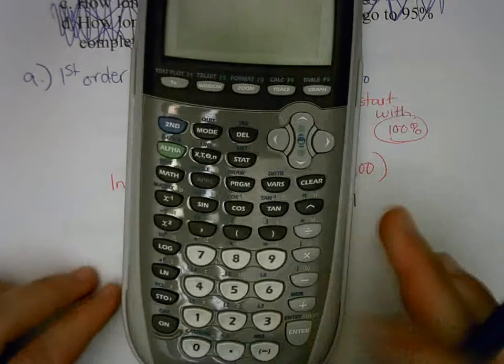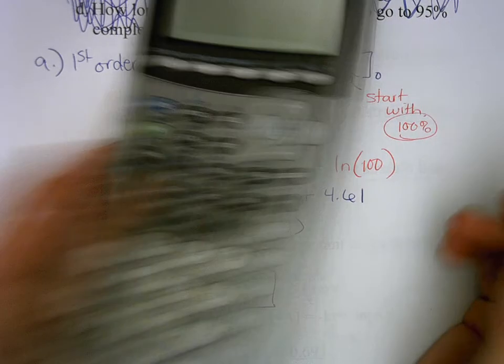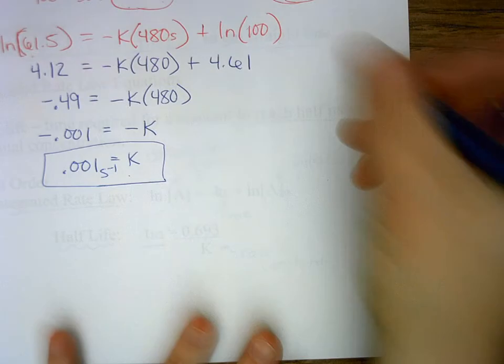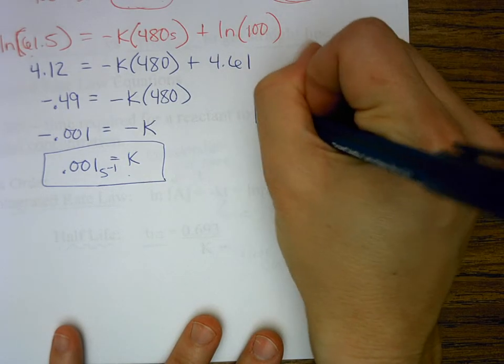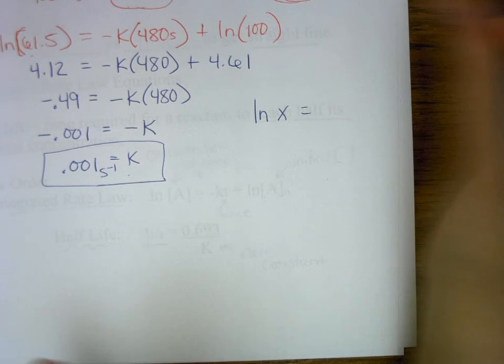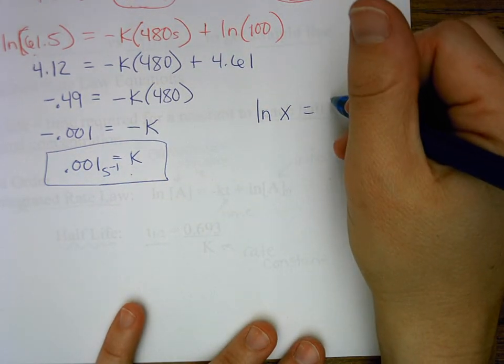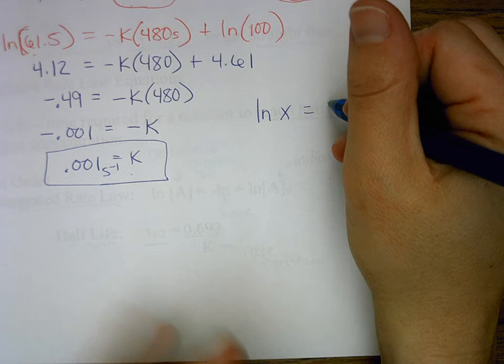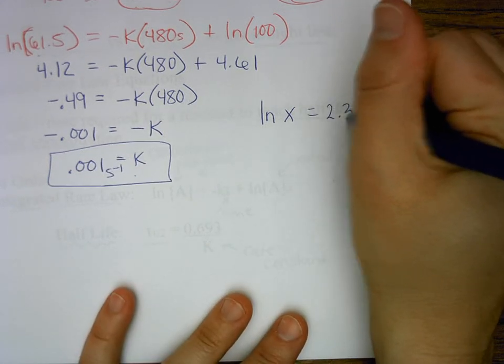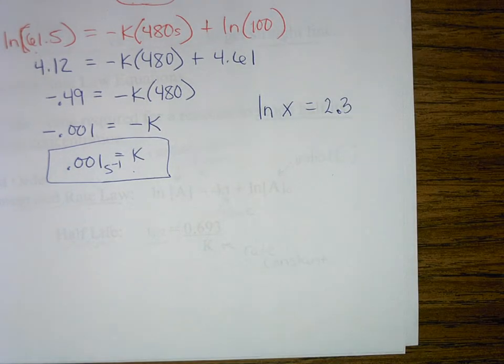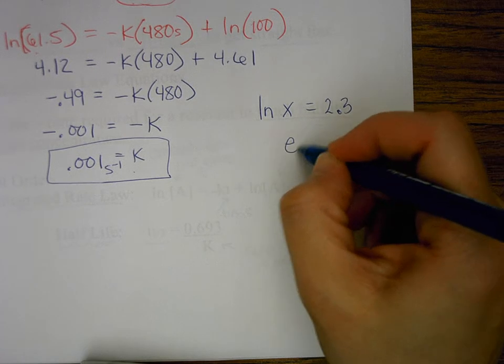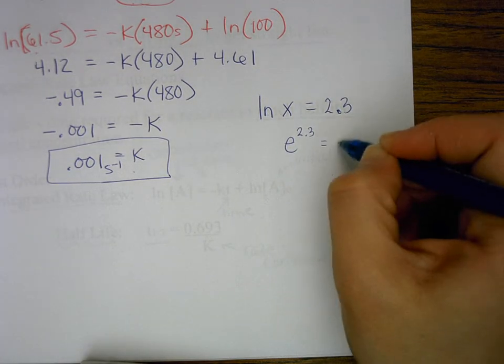So, this is just kind of a side note, but if you were trying to find the natural log of x equals whatever number, I don't know, 2.3 or whatever, then you would do e to the 2.3 equals x, and then that x would be here. Okay?